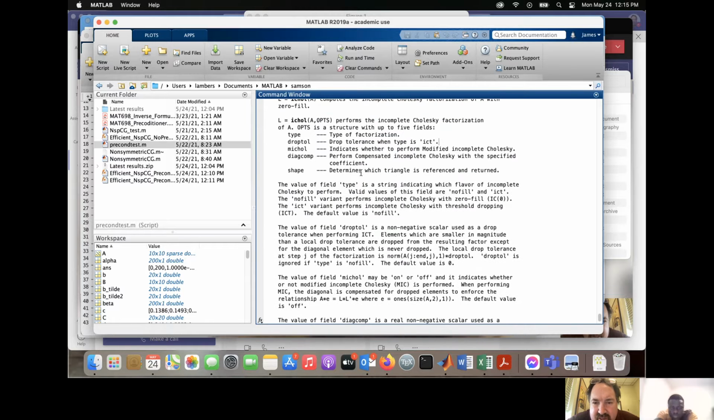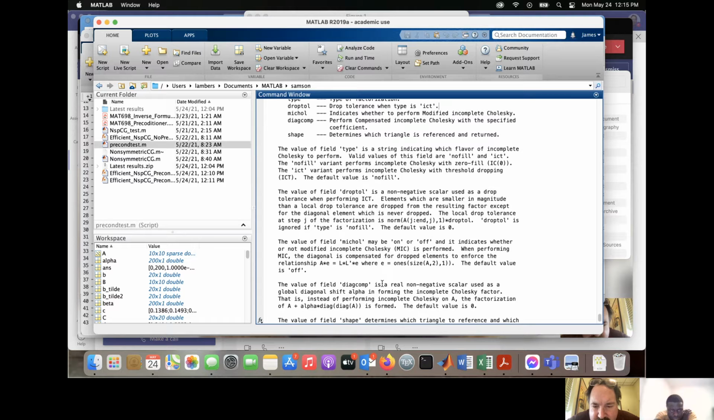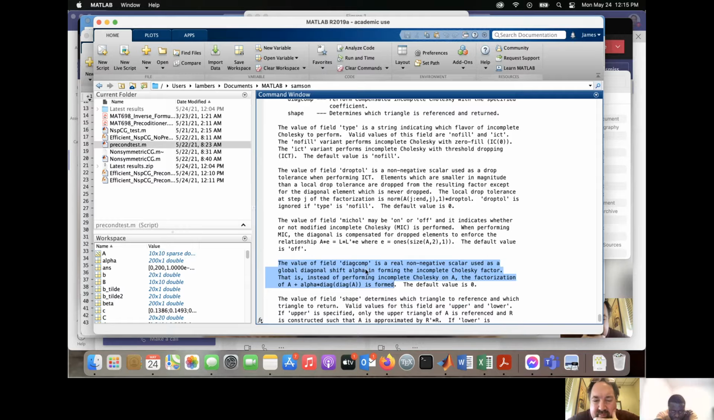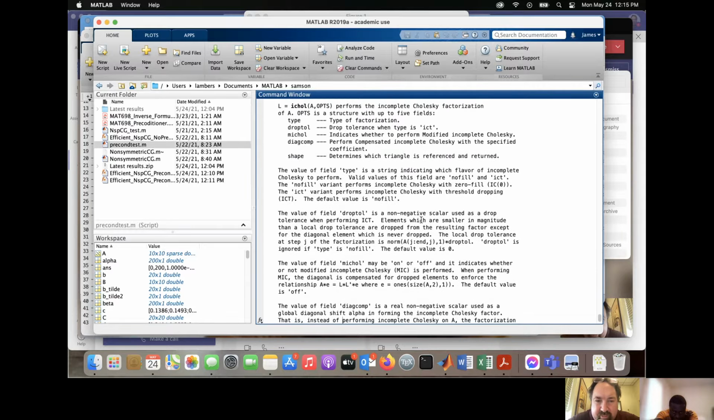Now, I wonder if this might be a good idea, using compensated incomplete Cholesky. That way it might be that it would cause A, if it's Cholesky factorized, to have a larger diagonal. And maybe that would make it succeed where a previous one failed.